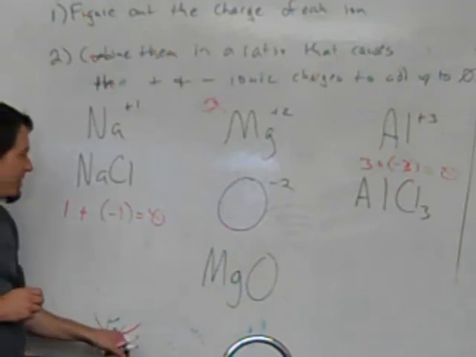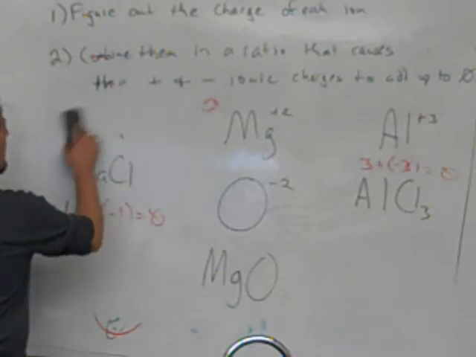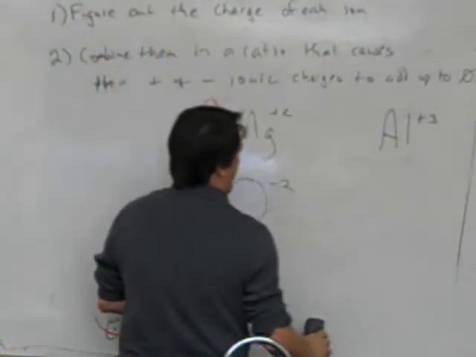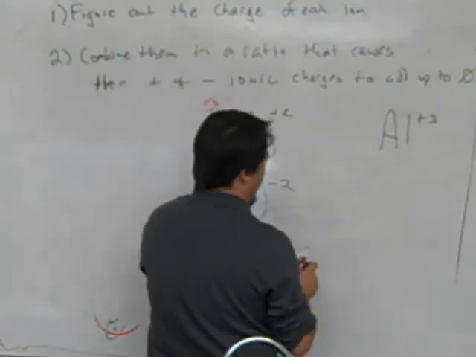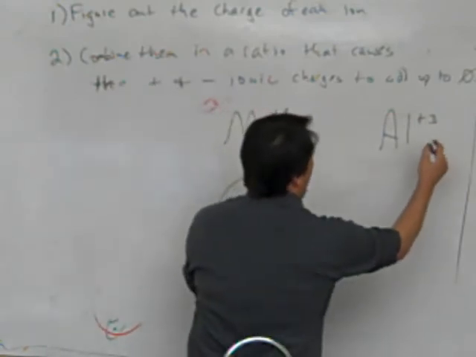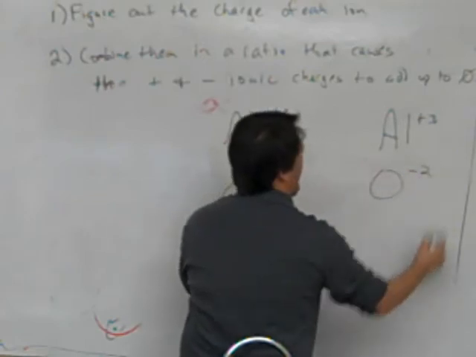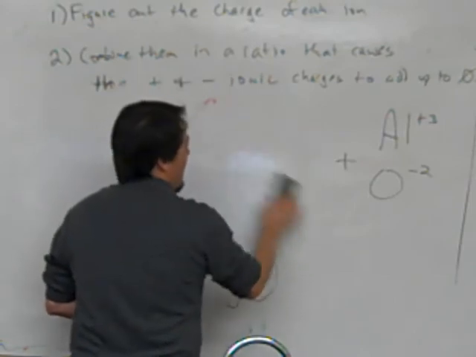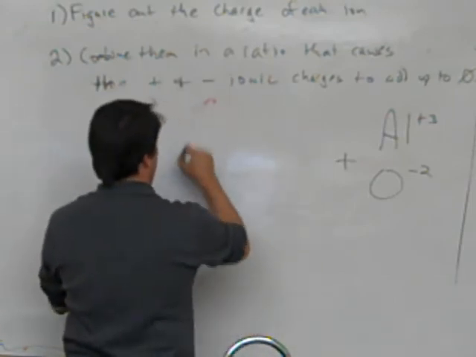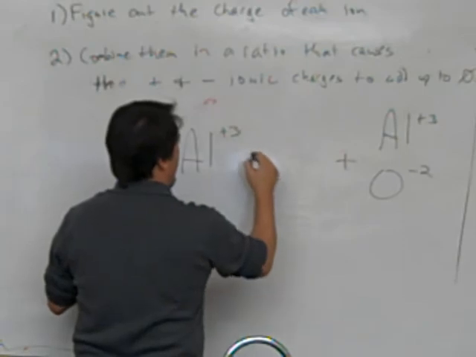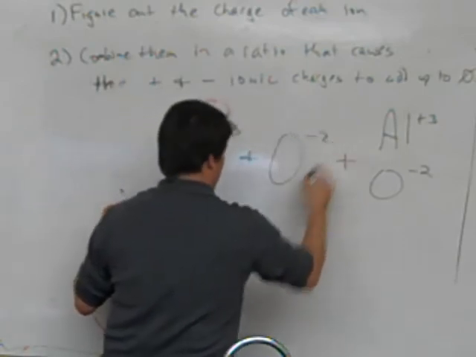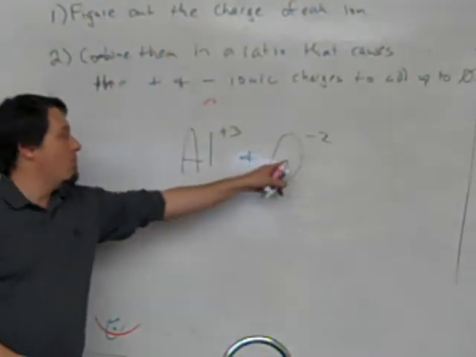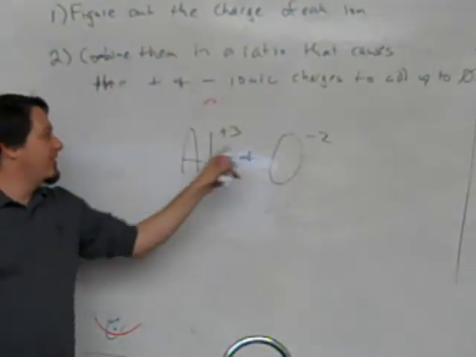The last one I want to show you, though, is the one where it gets a little confusing. What if we wanted to do aluminum, which is +3, and oxygen, which is -2? Aluminum plus oxygen. What are we going to do now? Let me draw these over here: Al +3 and O -2. What are we going to do now? Because you can't just add more of these or add more of these.